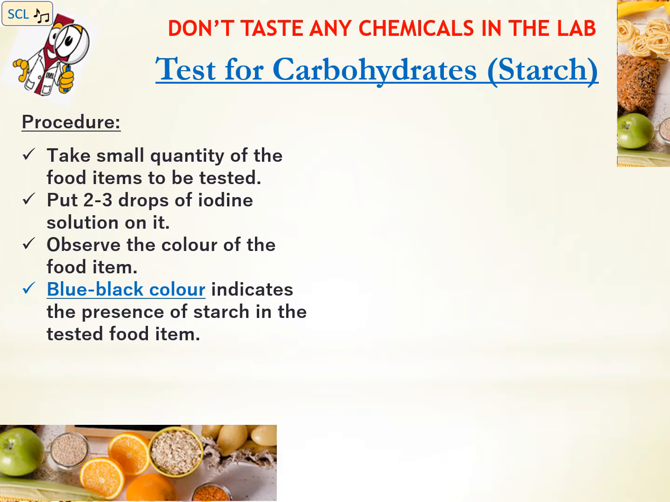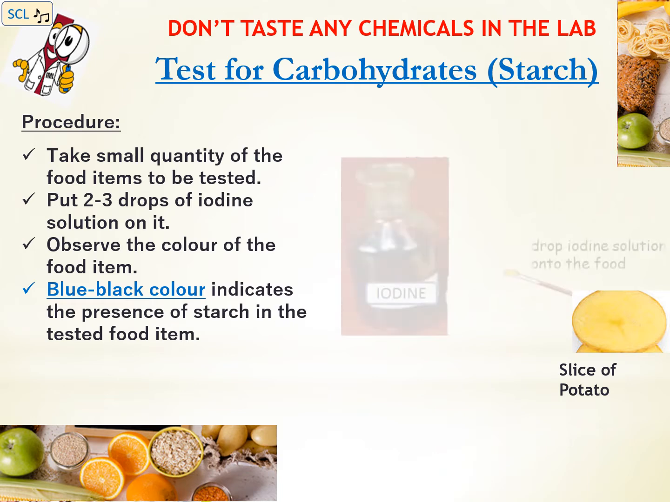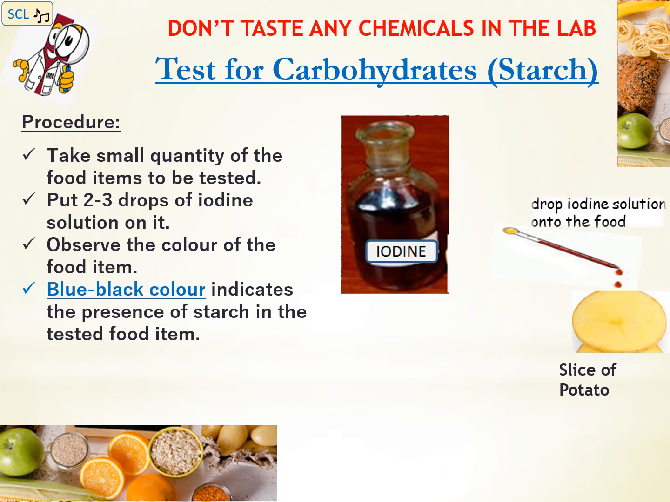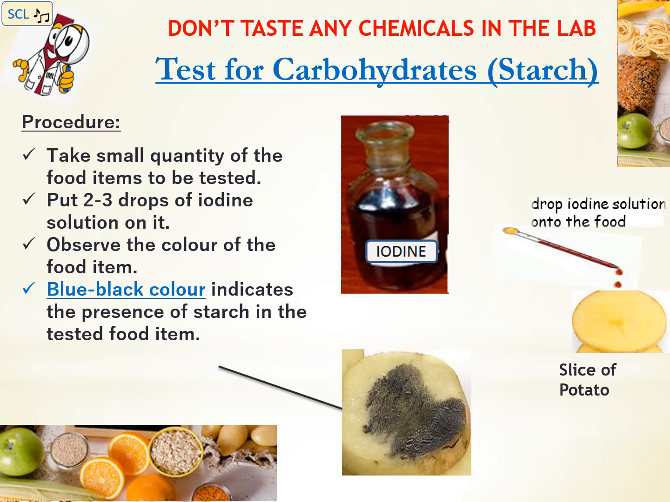How to find out that a food item contains carbohydrates? Take small quantity of food item to be tested and add 2 to 3 drops of iodine solution to it. A blue-black color shows the presence of carbohydrates.